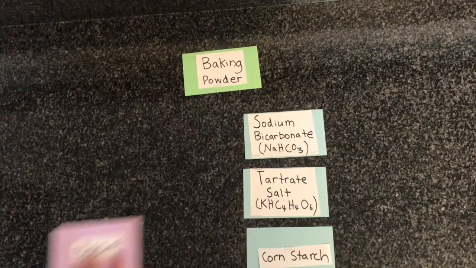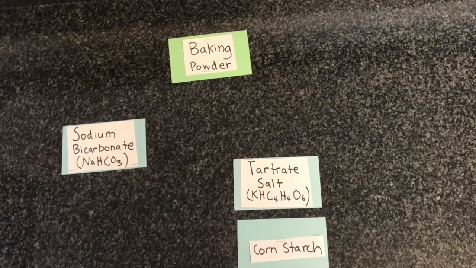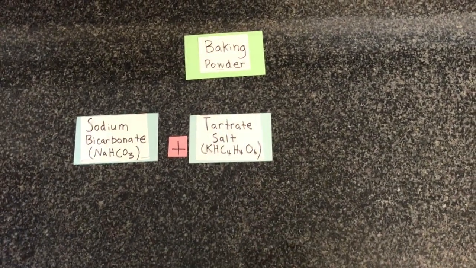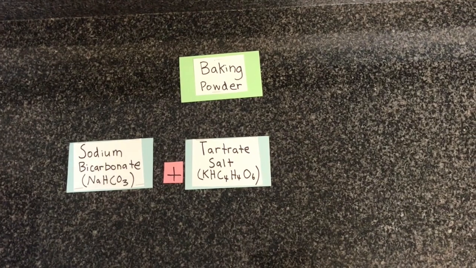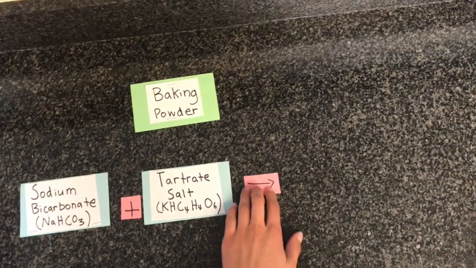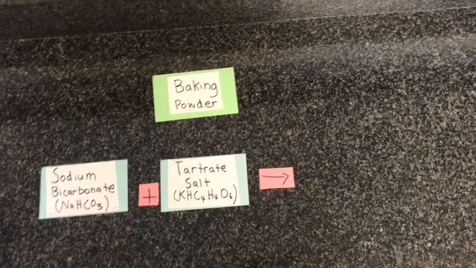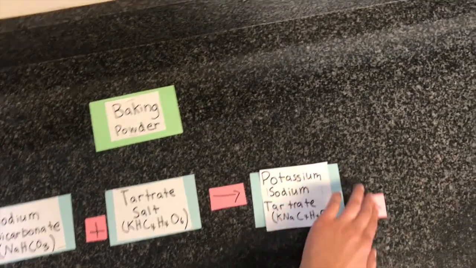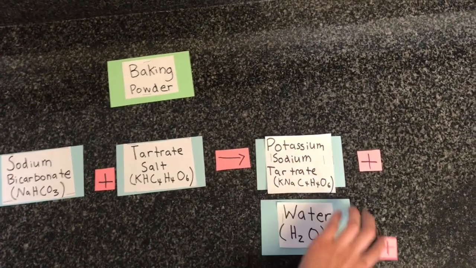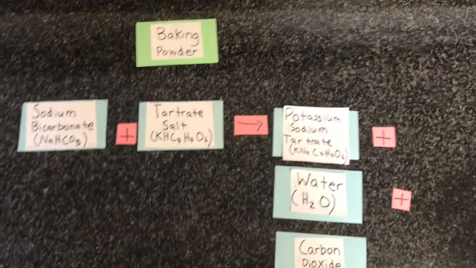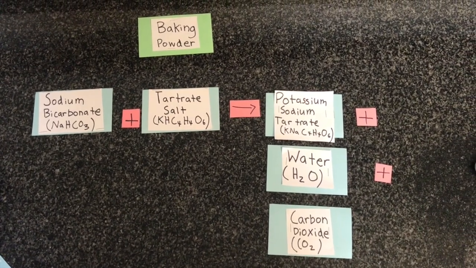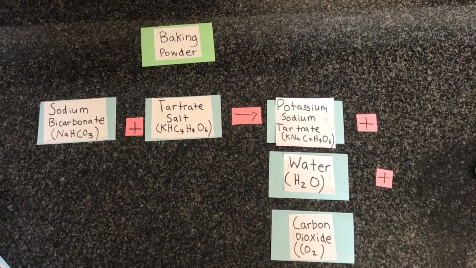The reaction takes place once any moisture is added, whether it is milk, eggs, water, or any other water-based fluid. The sodium bicarbonate base reacts with the tartrate salt acid in an acid-base reaction to receive potassium sodium tartrate as a product, along with water and carbon dioxide as byproducts. The carbon dioxide gas produces bubbles that are trapped in the batter, which is what causes it to inflate and expand.